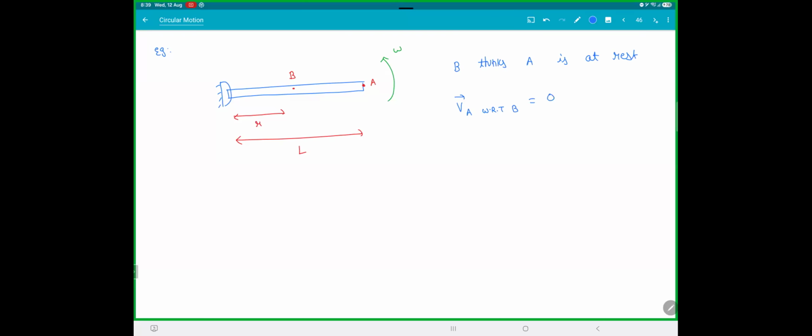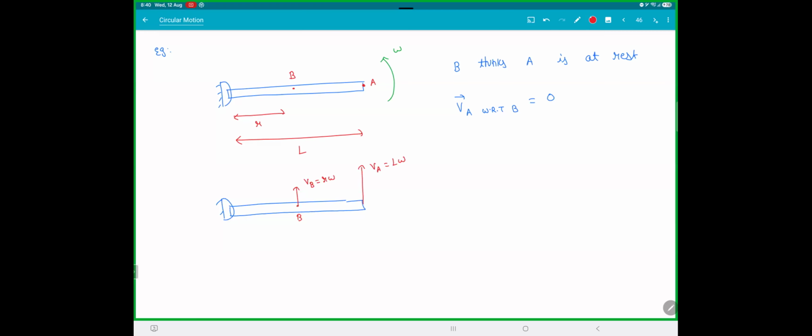But let's try to solve it the way which we know. You will see the problem there. What is B's velocity? From circular motion, this speed will be r omega. What is A's speed? VA will be L omega.